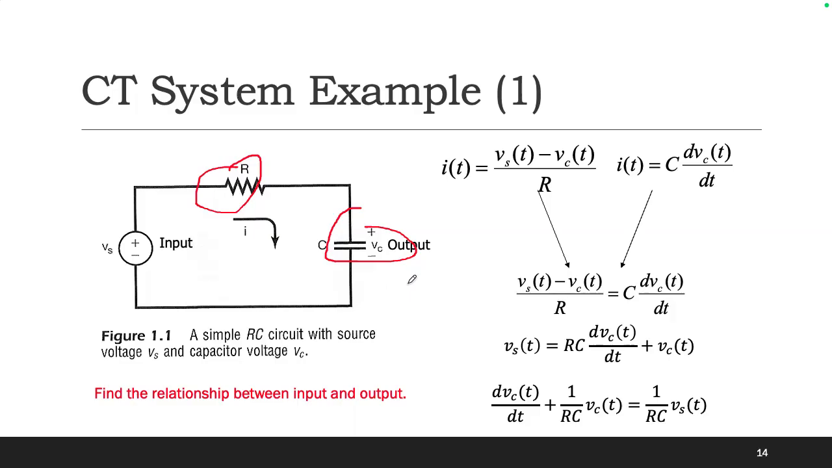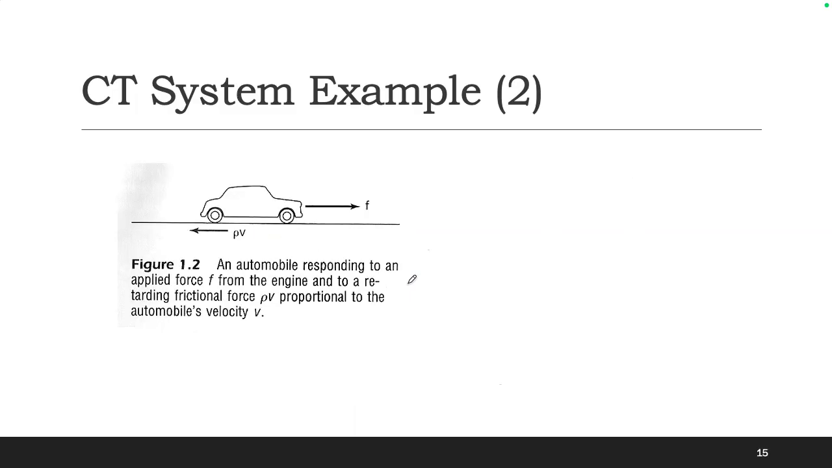Then let's talk about the other system, the automobile system. Actually, let's find the input. The input is the force we give the automobile, and the output is the velocity. That makes sense to you? We give it a force, and then the car will run at a specific velocity. Am I right? That makes sense to you?